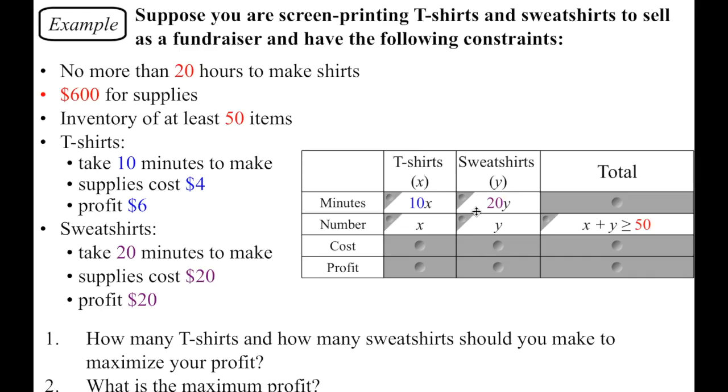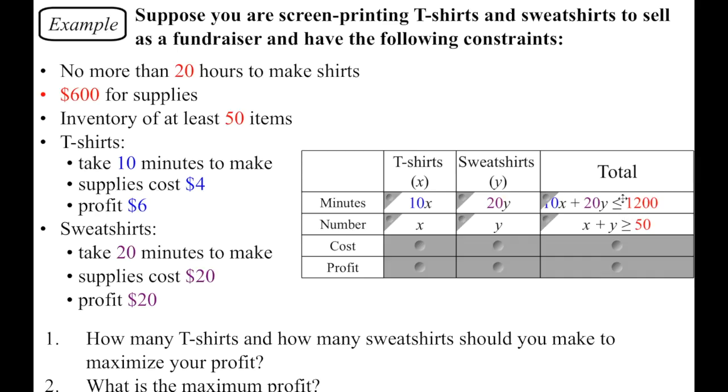And if we add that time together, we want that to be less than 20 hours. Well, now keep in mind these should be in minutes, so I need to convert my 20 hours to minutes, and that gives me 1200. So 10x plus 20y must be less than or equal to 1200. So that's another constraint. That's a line that we can graph.